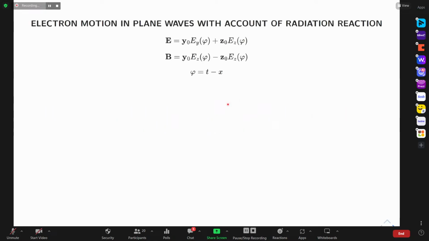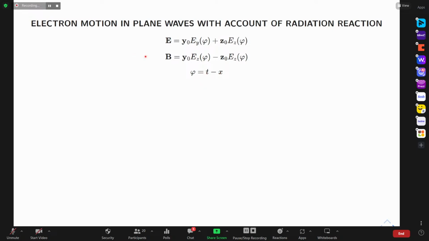Now, first of all, let's properly define the field configuration that we will consider. So here is the configuration. The electric and magnetic fields only depend on the phase phi, which is t minus x.